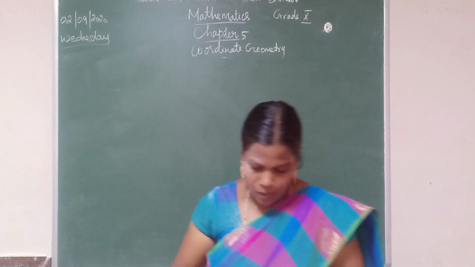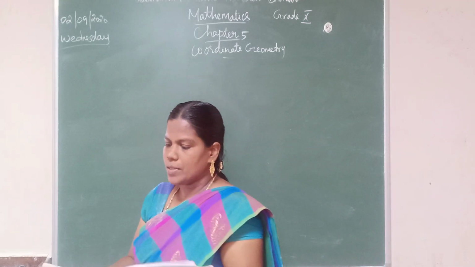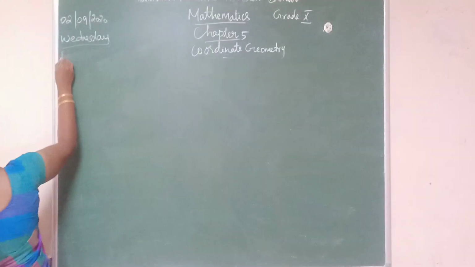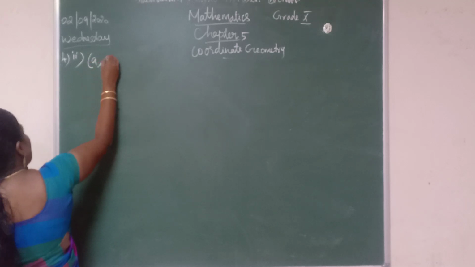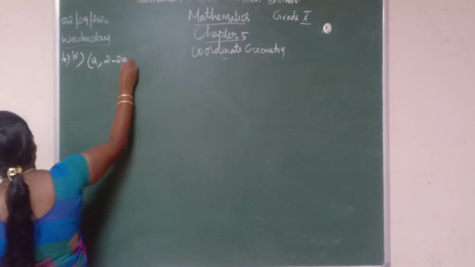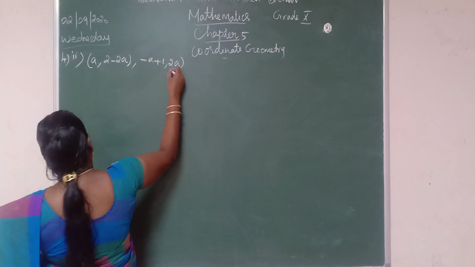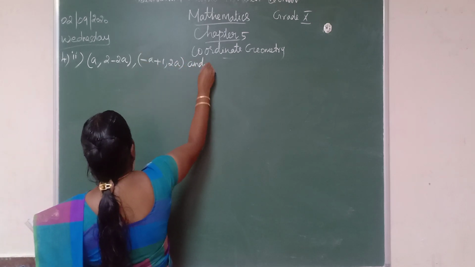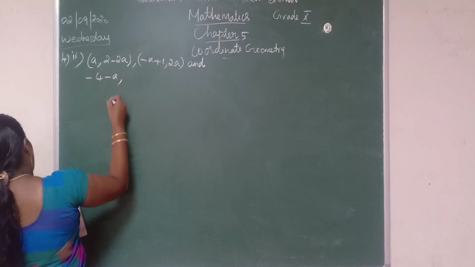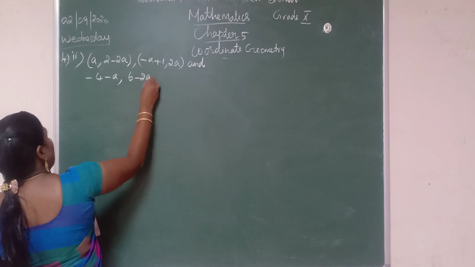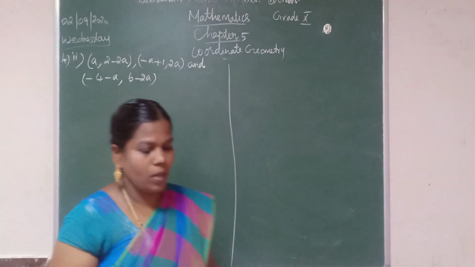Write the question. Question number 4. In each case of the following, find the values of a for which the given points are collinear. Fourth, second subdivision. Write the question along with me. The points are (a, 2 minus 2a), (minus a plus 1, 2a), and (minus 4 minus a, 6 minus 2a). Write the question carefully. They are collinear, it is given.